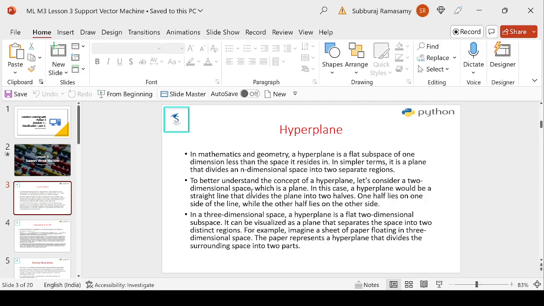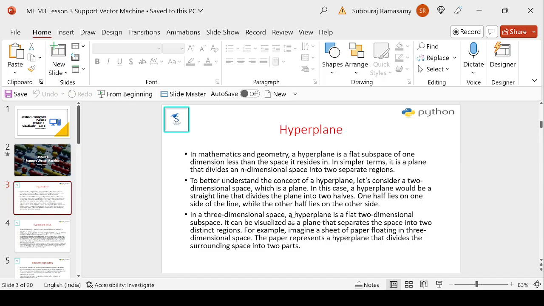Let's consider 2-dimensional space, which is a plane, not like a rectangle or square. In this case, the hyperplane would be a straight line, because it is 1-dimensional. That will divide the plane into two halves. One half lies on one side of the line and the other half on the other side of the line. Understood? We'll be more interested in 2-dimensional space. So we'll draw a hyperplane, which is a line that will divide the space into two parts, one above, one below. In 3-dimensional space, a hyperplane is a 2-dimensional subspace.